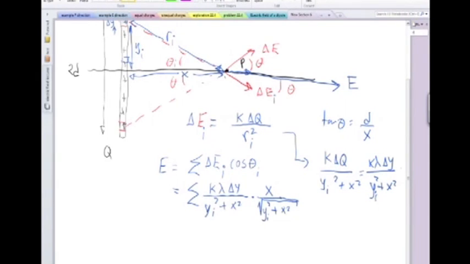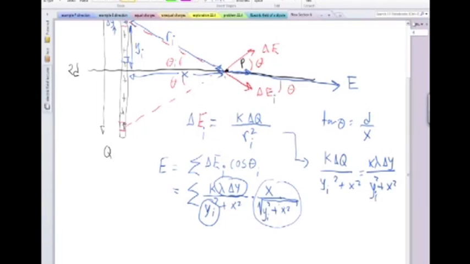Those segments are defined or characterized by their height, where they are located along the axis. That's what the y sub I gives you, right? And each one of those sections has a charge lambda delta y. Okay? And we're looking at the x component of the electric field produced by every little section. So that's why that expression is like that.